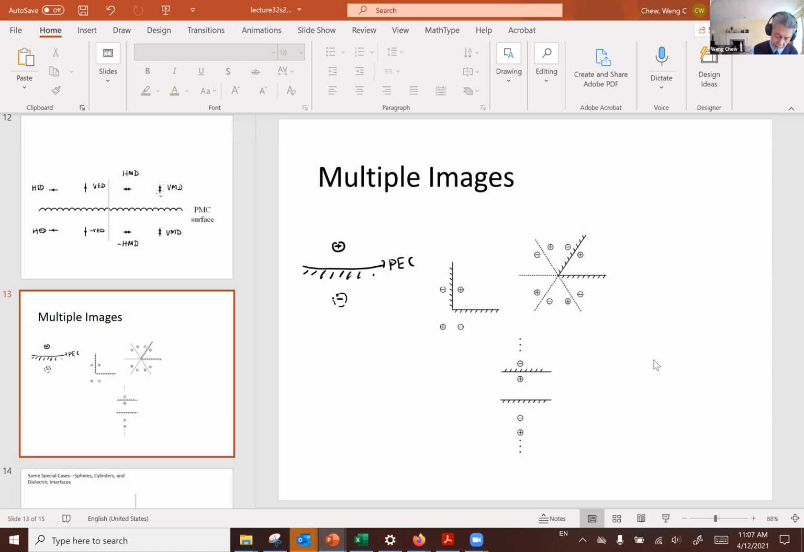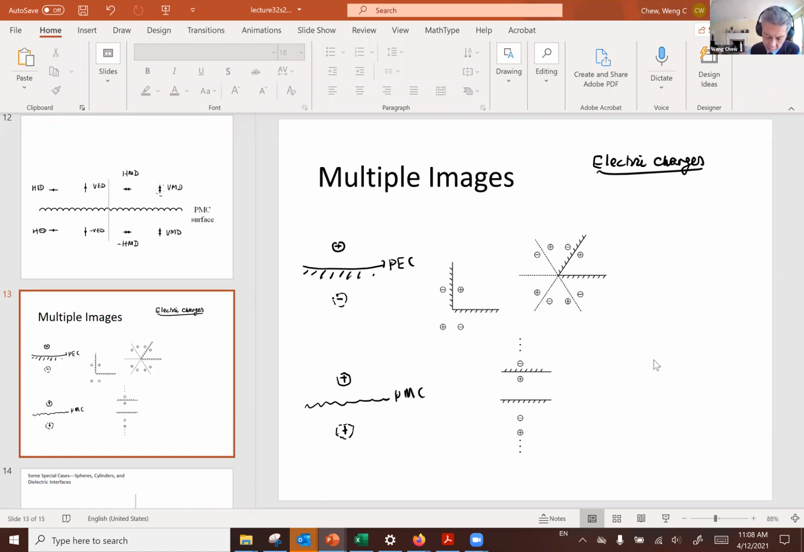And of course, if you have a PMC, the opposite happens. So if this is a PMC, you have a positive electric charge, then it should see a positive magnetic charge. And then you can do the same for magnetic charges. We're going to talk only about electric charges here.